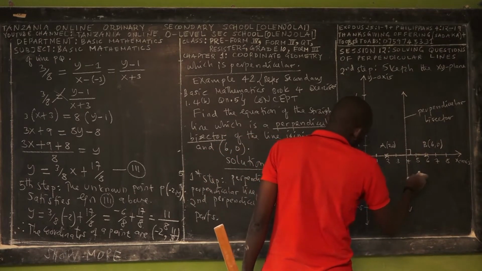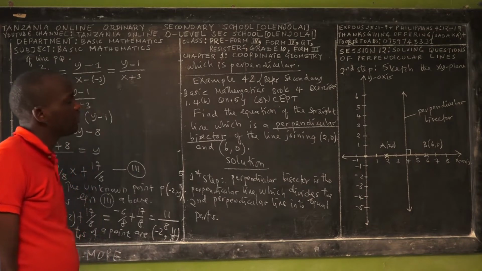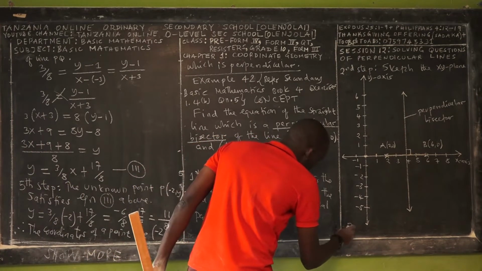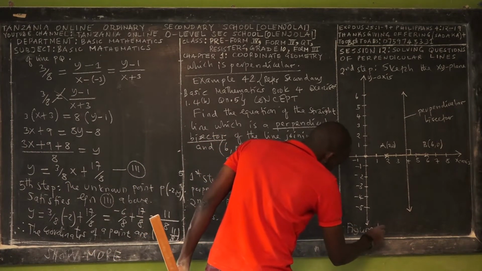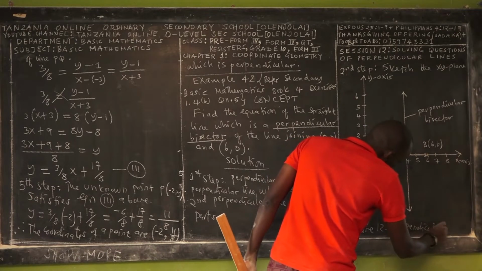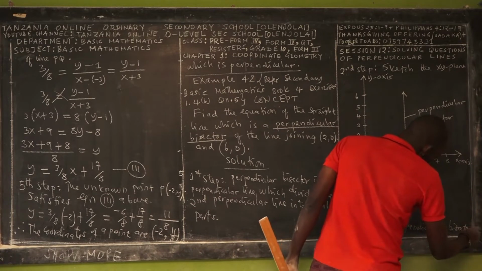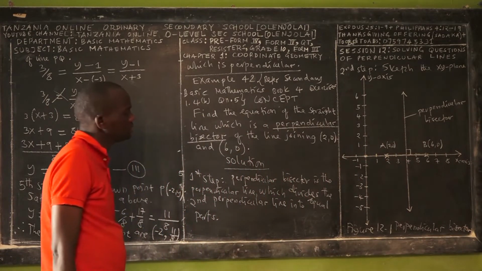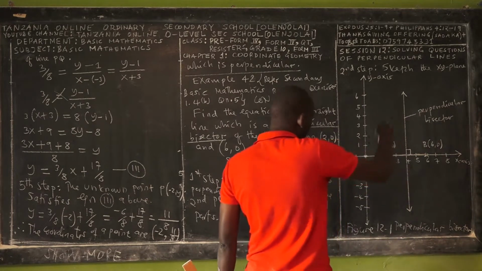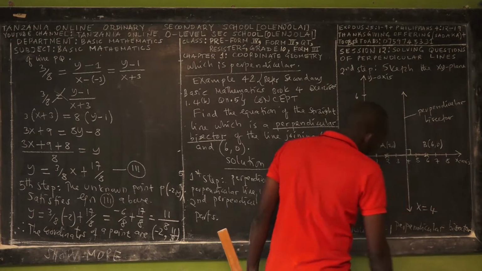So remember that the distance from here to here is 2 units, and the distance from here to here is 2 units. So how can you find the equation of that line? Simple. Because we have sketched it in figure 12.1, we can obtain the equation of the perpendicular bisector line from the figure. Because this line is a vertical line, it passes at x is equal to 4, so its equation is x is equal to 4.